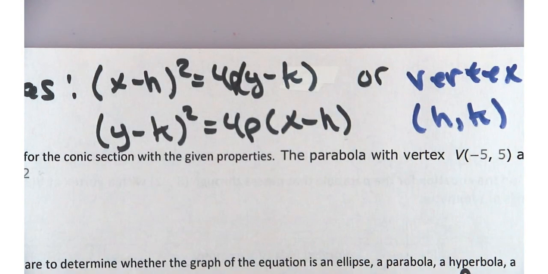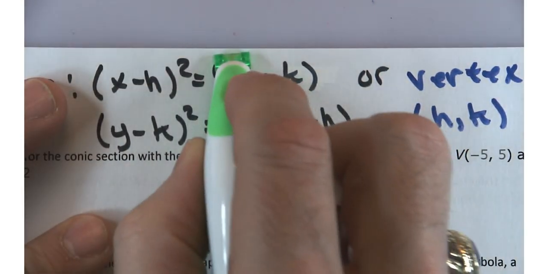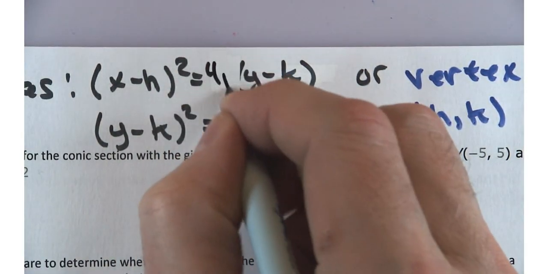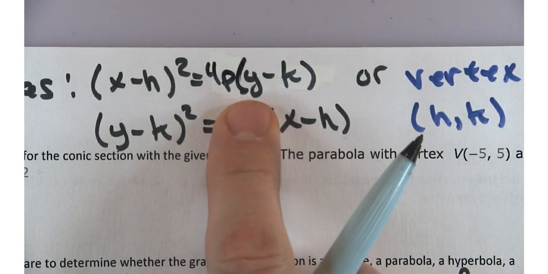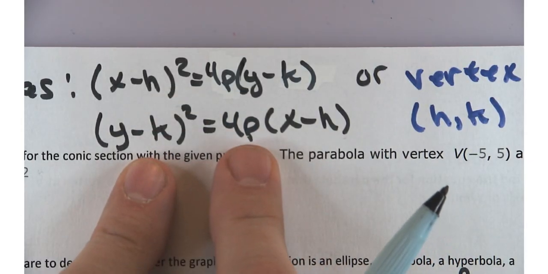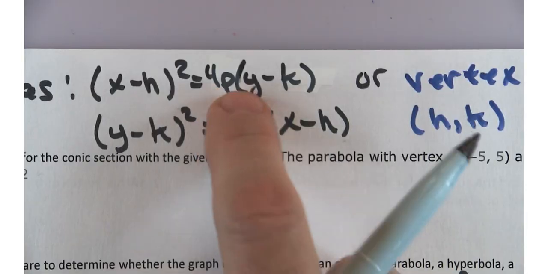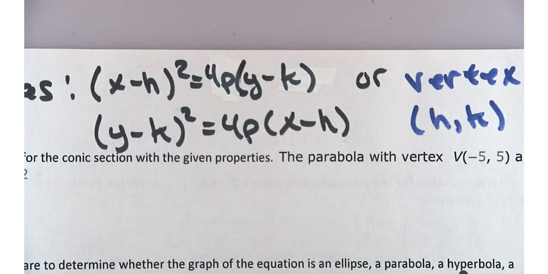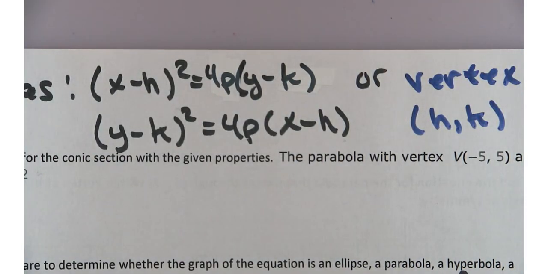Let me clean this up a little bit. It's either going to open up or down because it's a parabola with x squared. A parabola with y squared opens left or right. It kind of depends on the sign of P here. But once you determine P, you move a distance of P away from the vertex to find your focus, and P away from the vertex in the other direction to find your directrix. So keep that in mind as you're working with example I.